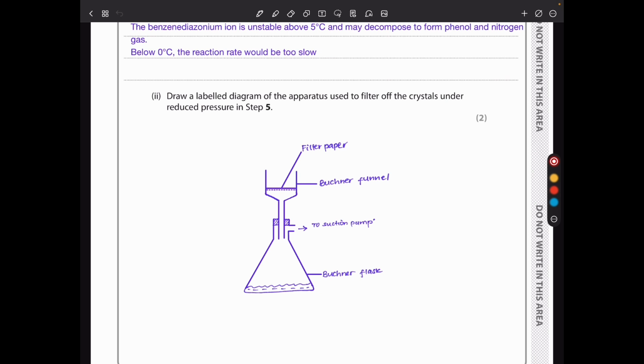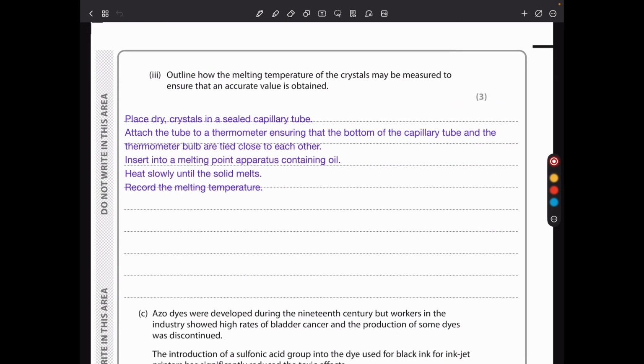This is the Buchner funnel, we can see that. Then we have the flask. This is the pathway to the suction pump or to the vacuum pump. We have the filter paper and then the perforations in the Buchner funnel. Outline how the melting temperature of the crystals may be measured to ensure an accurate value is obtained.